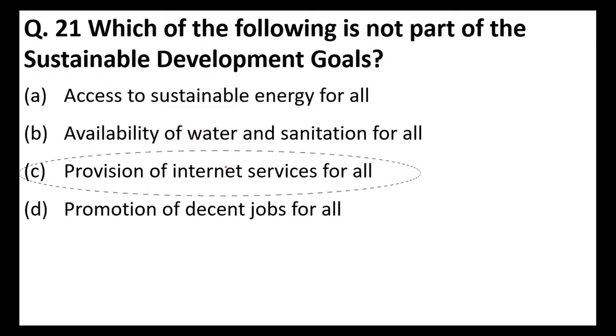So, internet services, as we have just discussed, our main goals have been taken into account under SDG. See, these are the more important things if you consider, not internet facilities. If you don't have proper water, and if you have internet facility, that will make no sense. So water, energy, decent jobs, these are more important, hence they have been covered under SDG. There is nothing about internet services, so the answer is C.